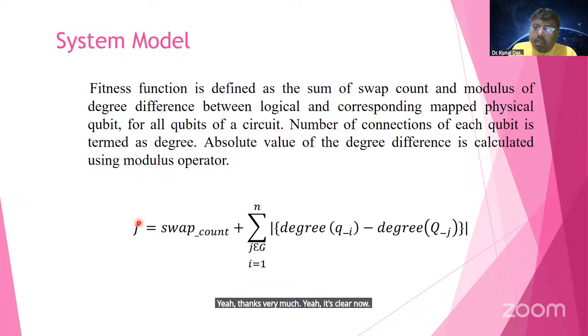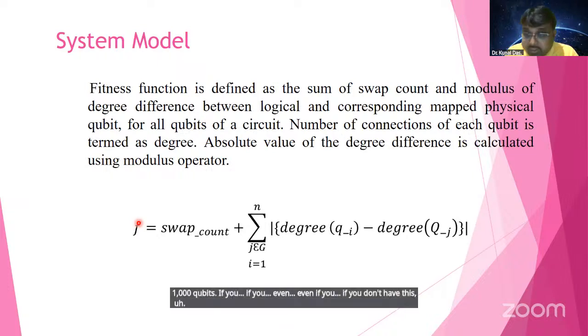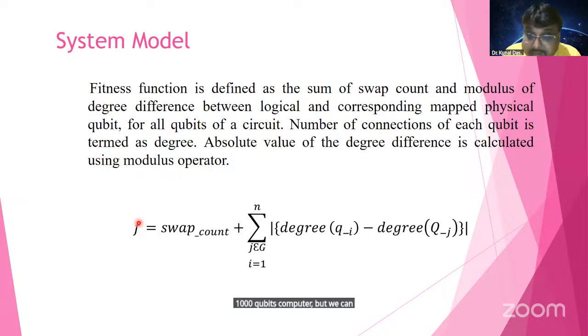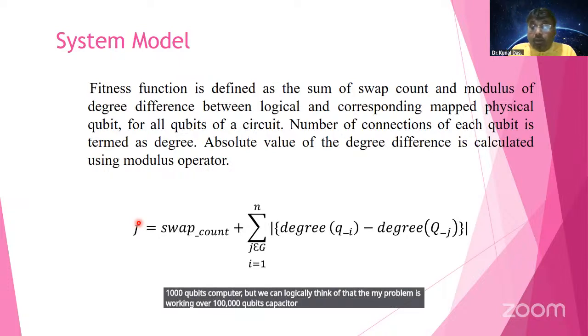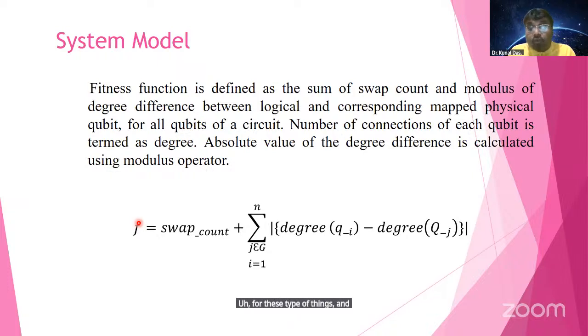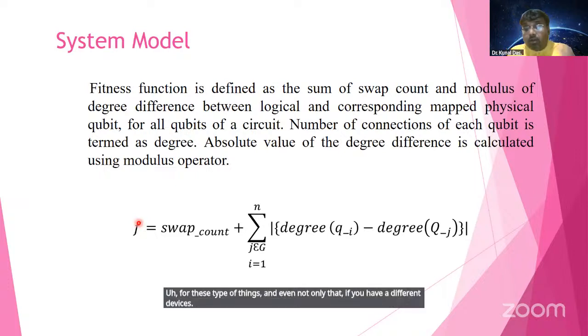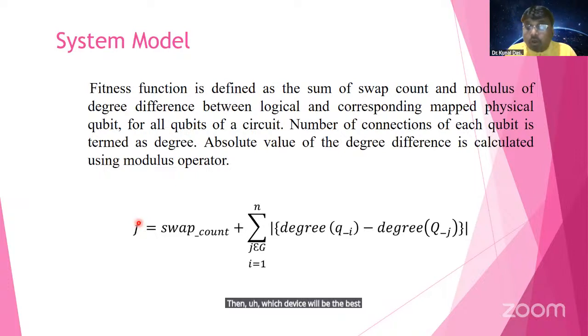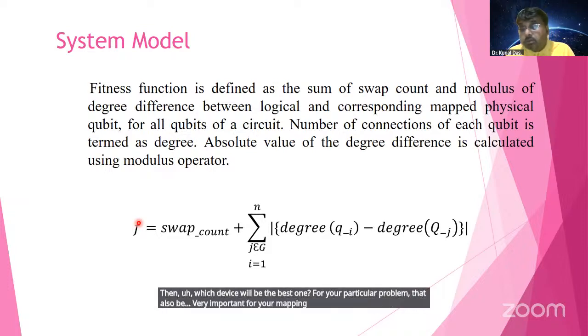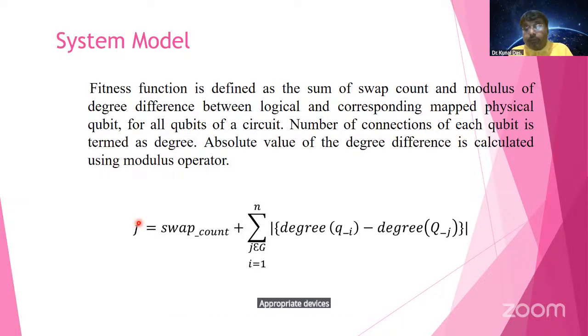Many problems are there now. You might go for 1,000 qubits. Even if you don't have a 1,000 qubit computer, we can logically think of my problem working over a 1,000 qubit computer. We are working on that also. And not only that, if you have different devices, then which device will be the best one for your particular problem is also very important for your mapping or transpiler. The transpiler will also be selecting appropriate devices. That also we are doing.